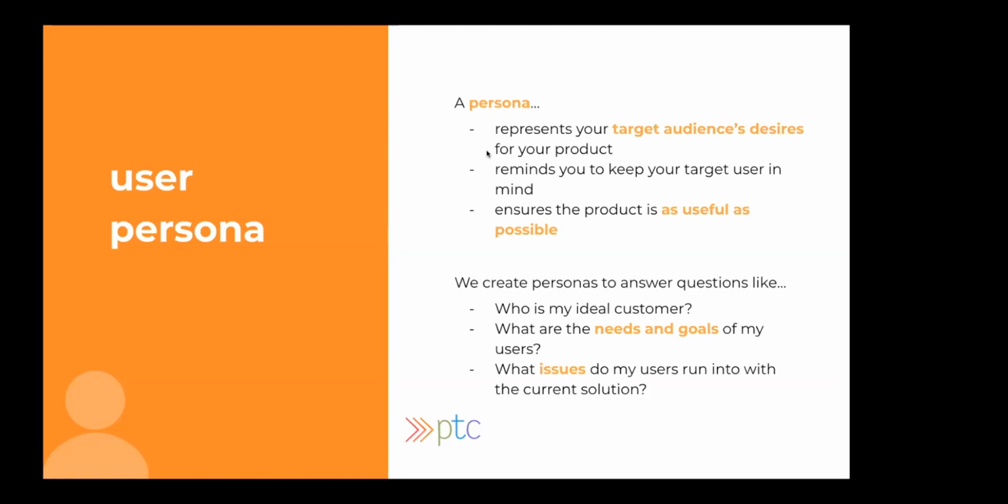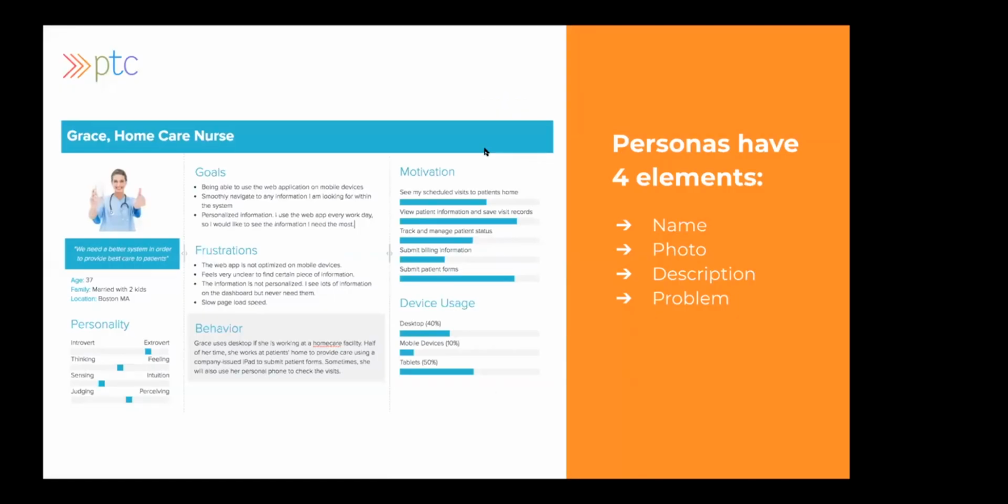Creating a persona will ensure your product is as useful as possible by answering questions like: who is my ideal customer? What are the needs and goals of my user? And what issues do my users run into with the current solution? A persona has 4 elements: name, photo, description, and problem.